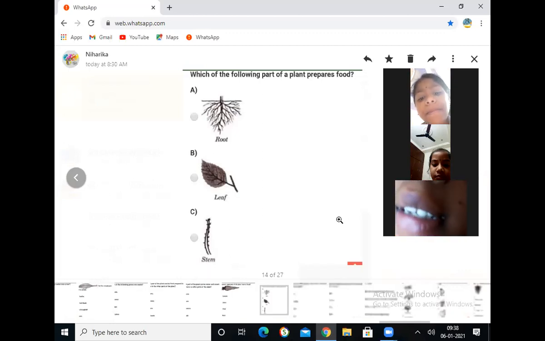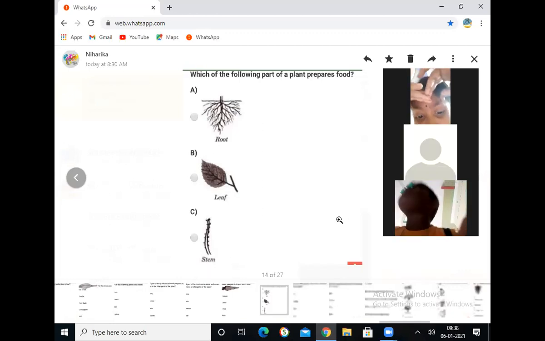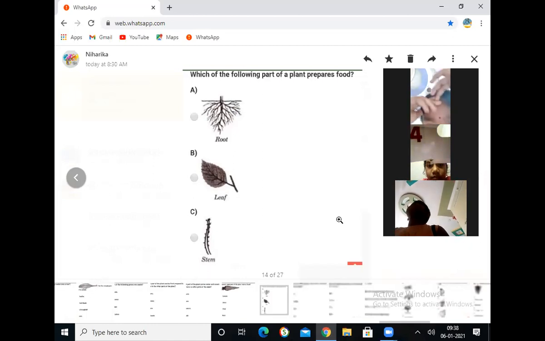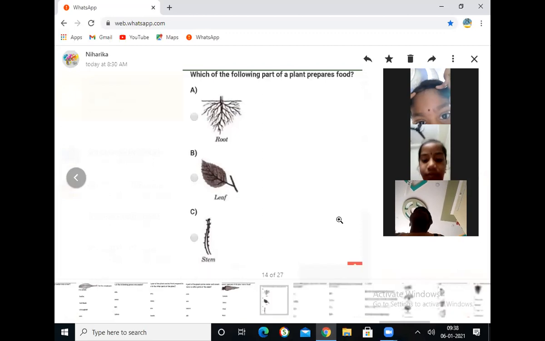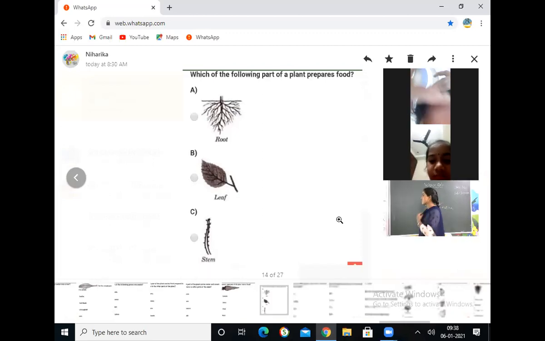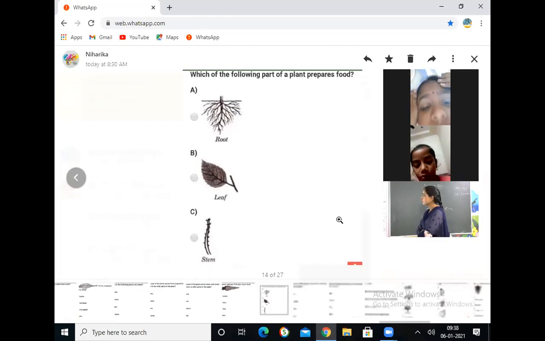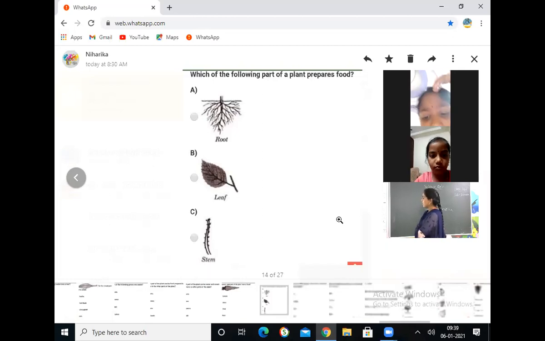Leaves. Say for the leaves. Yes, the leaf is the answer. Very good. Varsha has raised a point. What was the answer? Leaf. Leaf, very good. Srimati, what is the answer? Leaf, ma'am. Yes, very good. Fine. We move to the next question.